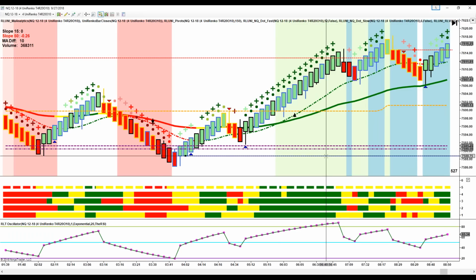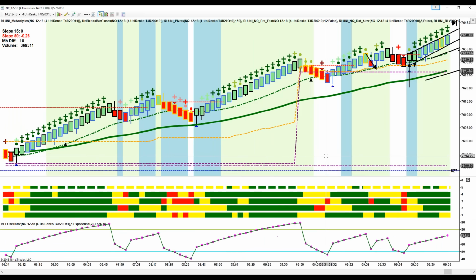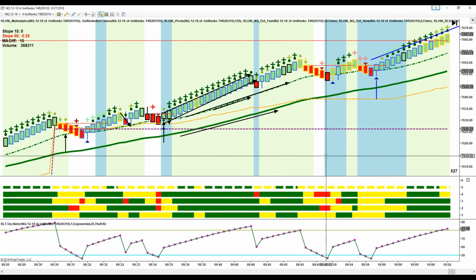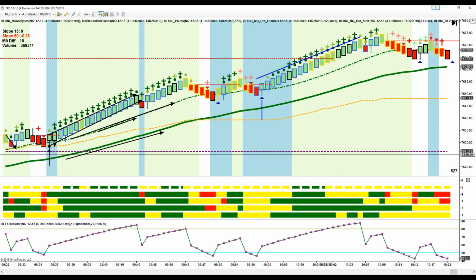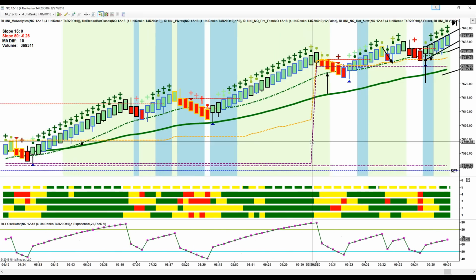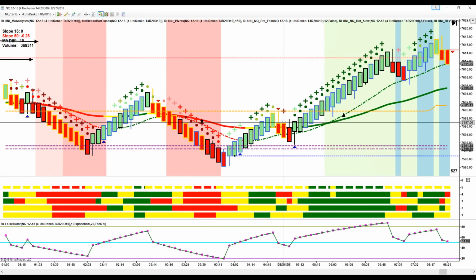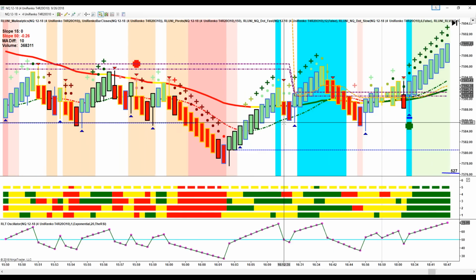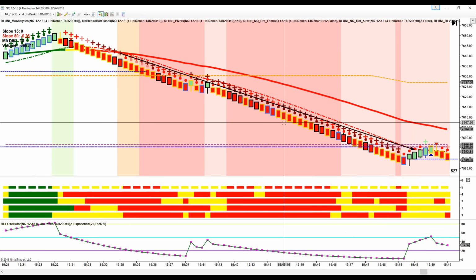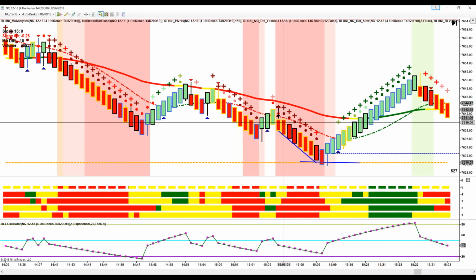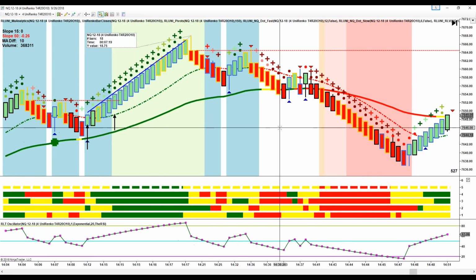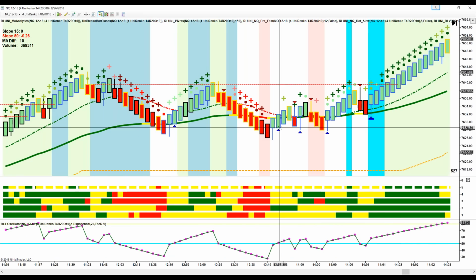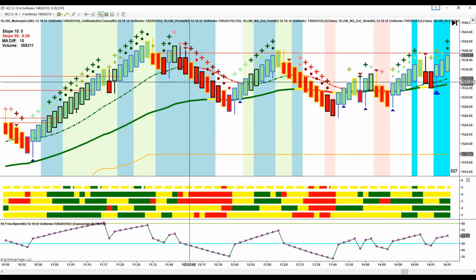Now, our pivots are different than almost any other pivots, because most other platforms create pivots the easy way, and they don't follow appropriate Japanese candlestick dogma. And let me give you a real easy example to show you. Let me find a good one. Okay, here's a good example right here.